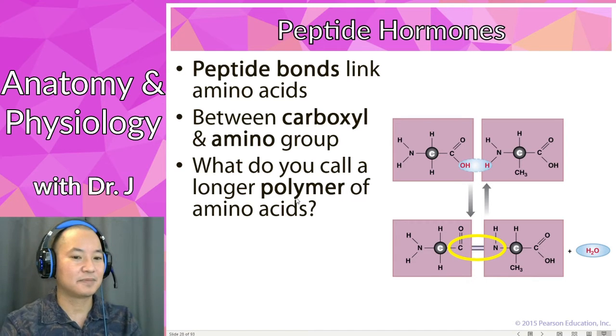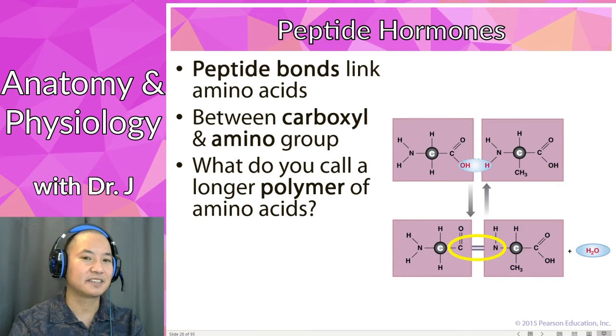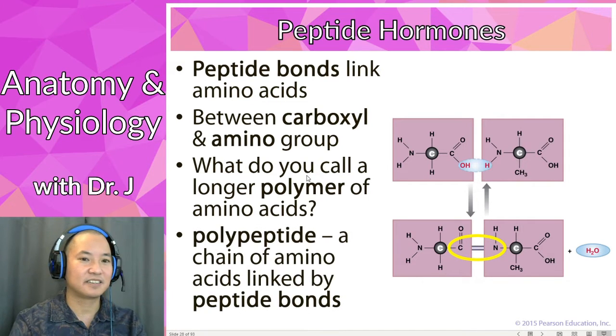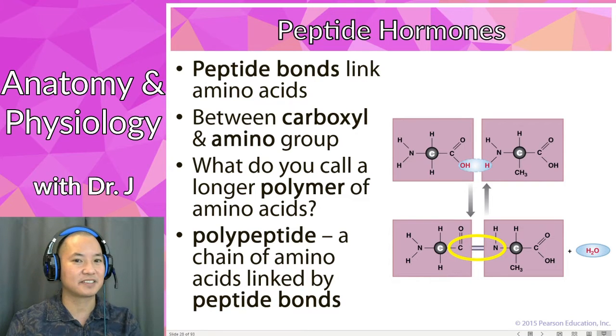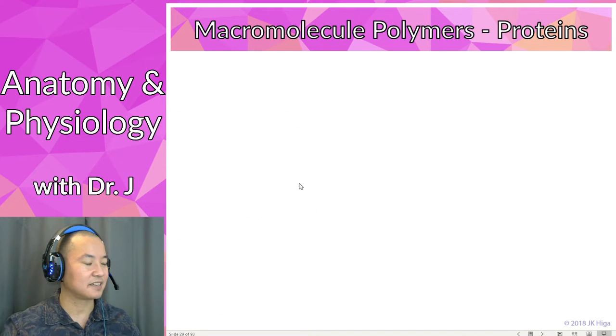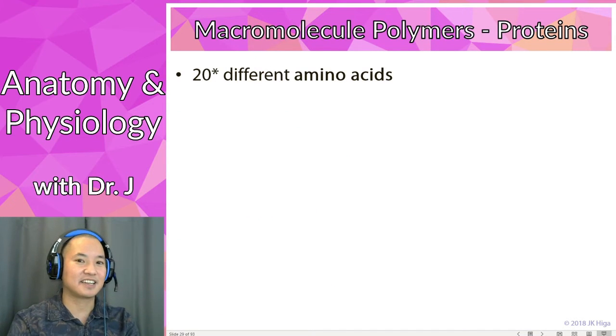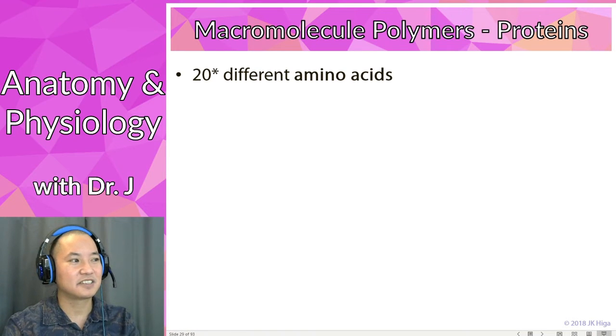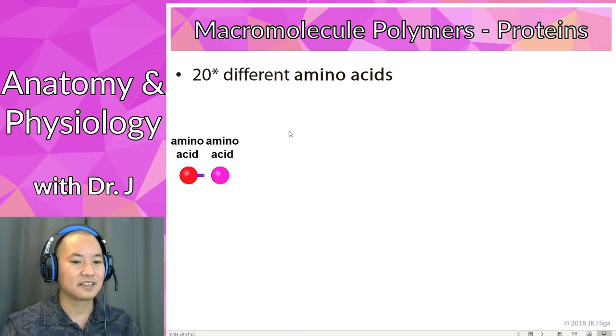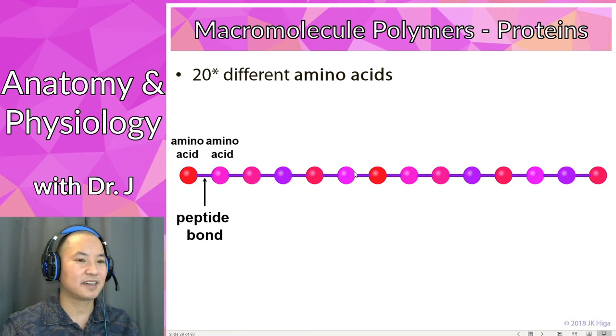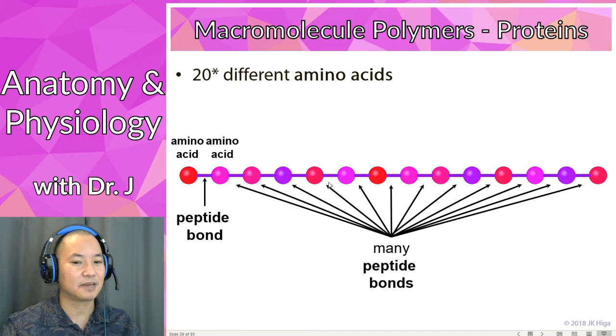So what do you call a longer polymer of amino acids? When you have many peptides, what you have here is a polypeptide. A long string of amino acids linked by peptide bonds, daisy chaining from the carbon to the nitrogen with multiple peptide bonds, is what you call a polypeptide. Again, there are 20 amino acids, and for this class, just know there are 20. Selenocysteine and the odd archaebacteria ones that we don't find in humans, don't worry about for this class. Two amino acids linked with a peptide bond, but many amino acids linked with peptide bonds is what we call a polypeptide.